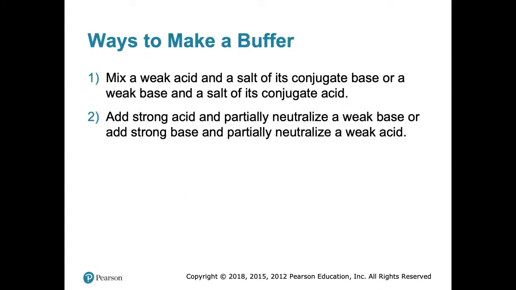How do we make a buffer? We make a buffer, number one, by mixing a weak acid and the salt of its conjugate base, or a weak base and the salt of its conjugate acid. The prime example of this that we use in biochemistry a lot is phosphate. We use phosphate buffers. We call it PBS, where the S stands for saline, so it has some salt in it too.